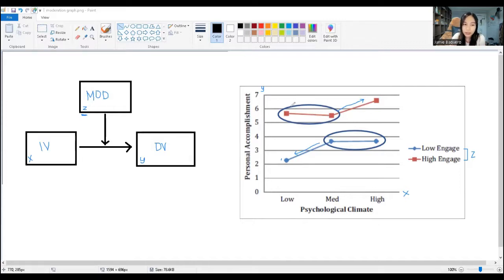At different levels of work engagement, the relationship between personal accomplishment and psychological climate is indeed different. And in conclusion, we can say that the low and high engagement are moderating between psychological climate and personal accomplishment. So now that we're done with moderation, we can now proceed with mediation.